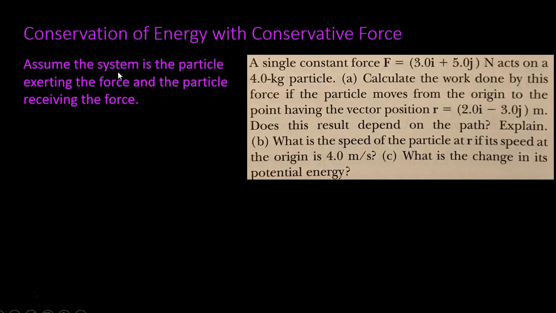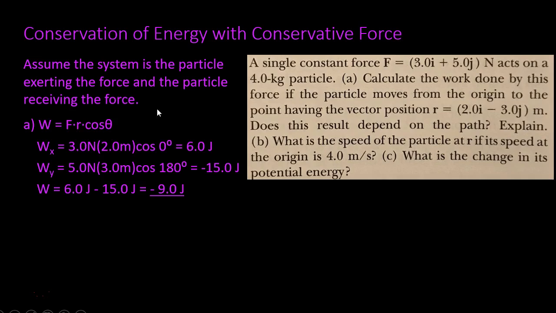We're going to assume that the system includes both the particle exerting the force and the particle receiving the force. That way we can count the potential energy as being within the system, and that makes answering problem C a little easier, a little more straightforward. First thing we need to notice in calculating part A is that the direction of the force is not parallel to the direction of the displacement vector. So we need to use our cosine theta formula.